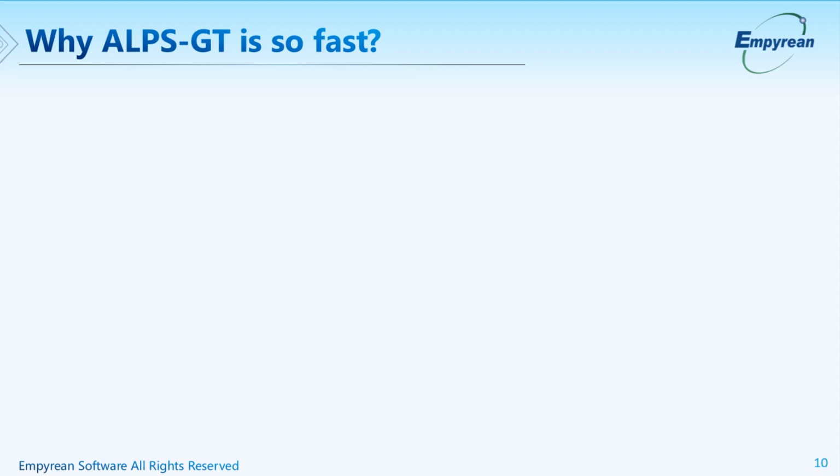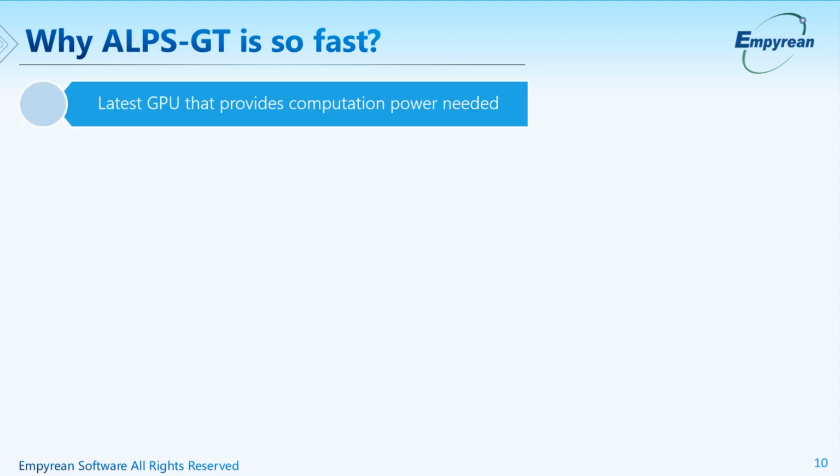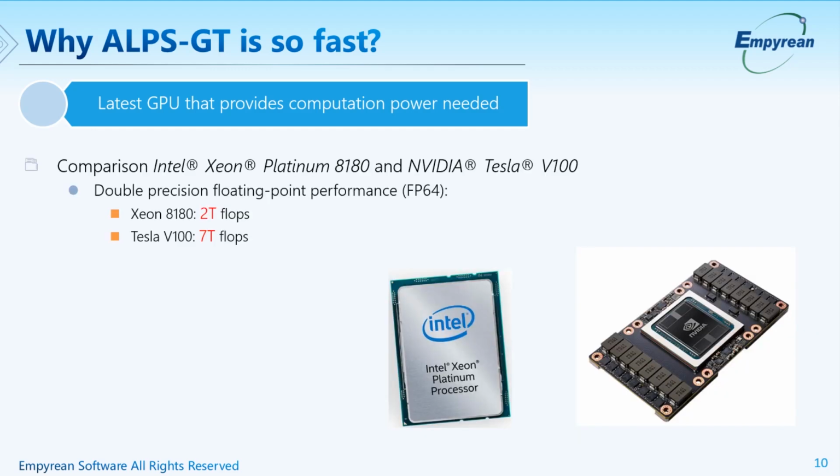So you may ask, why is ALPS-GT so much faster than other SPICE simulators, or even than ourselves? Well, the first thing is, of course, the GPU hardware. Especially in recent years, we can get really decent, high performance general purpose GPUs that provide the computation power we need. So here is an example comparison between the best CPU provided by Intel versus the GPU we are using for ALPS-GT, which is the NVIDIA Tesla V100. For SPICE simulation, the performance is decided by the hardware's double precision floating point performance, which is also called FP64.